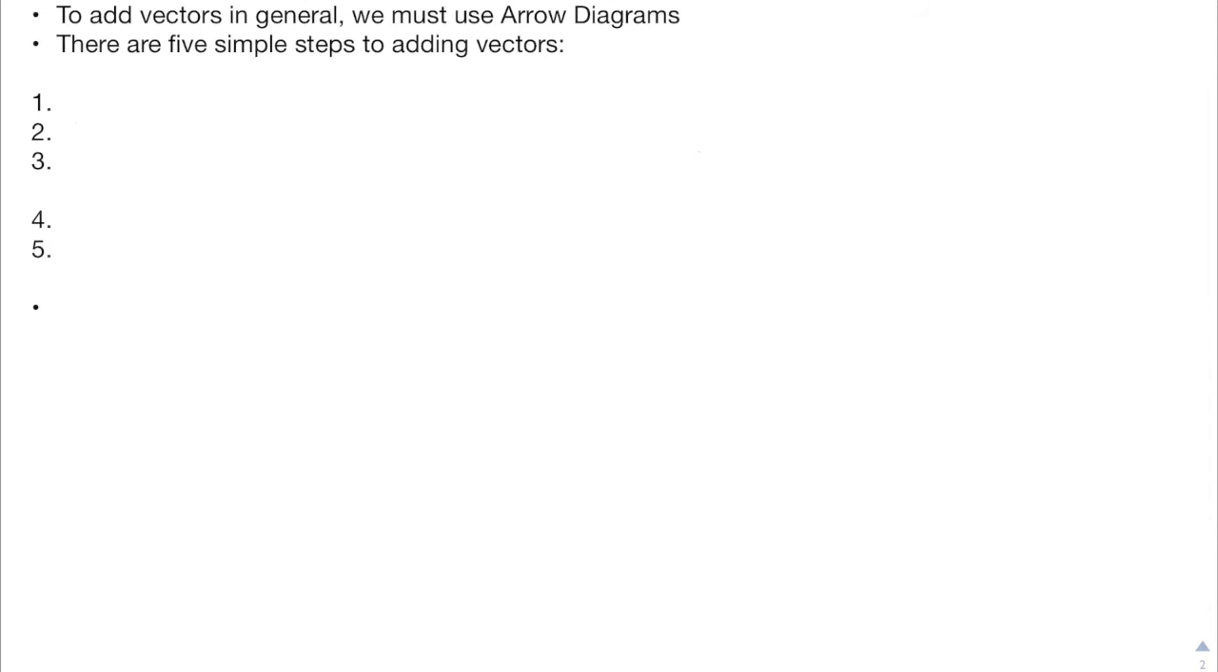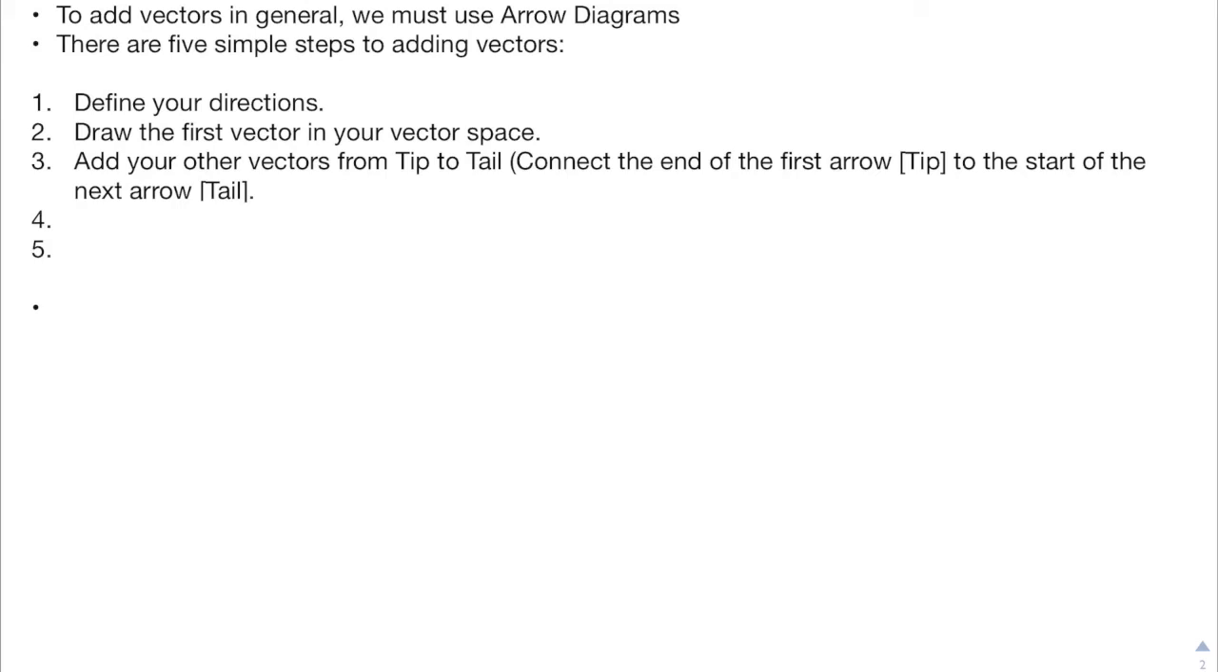First, and most importantly, you must define your directions. Whichever direction you are using in your question, you must show somewhere in your work which way your arrows are pointing. After you have defined your directions, you will draw the first vector in your vector space. Or in other words, you will write down your first arrow on your paper. After you draw your first vector, you must add your other vectors. So then you will add your other vectors from tip to tail. It is very important that you add your vectors from tip to tail.